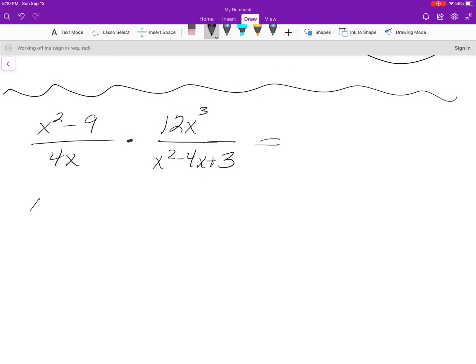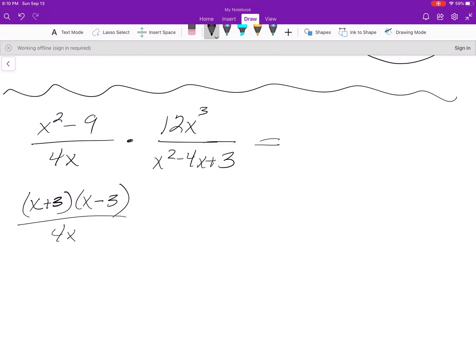I'm thinking about factoring as much as I can and hoping, crossing my fingers, that something's going to cancel out. The first fraction's numerator, the top, factors into that nice difference of two squares.